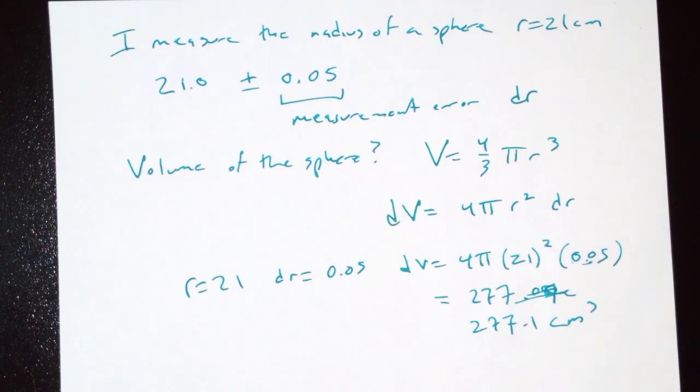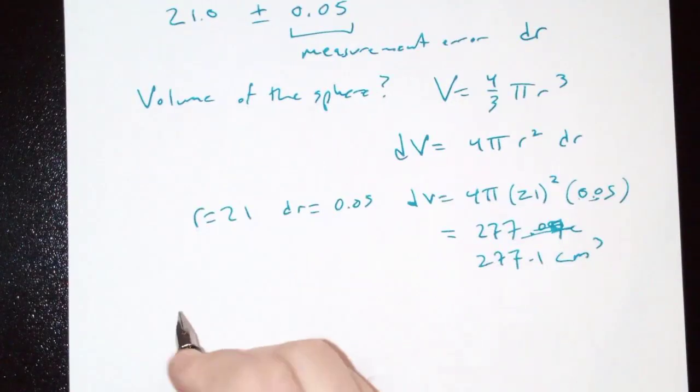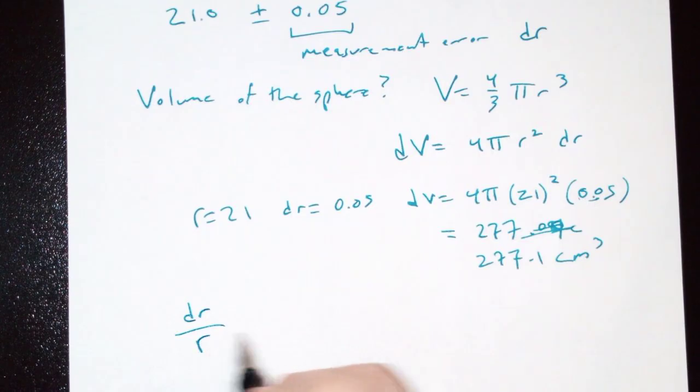Maybe this is more valuable liquid or gas or whatever. I don't know what you're filling this balloon with, this sphere. But 277 possible cubic centimeters in either direction might be a matter of error that is important. I can do relative error, I can do percent error, right? Relative error would look like this.